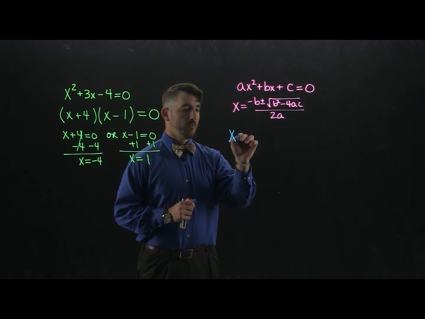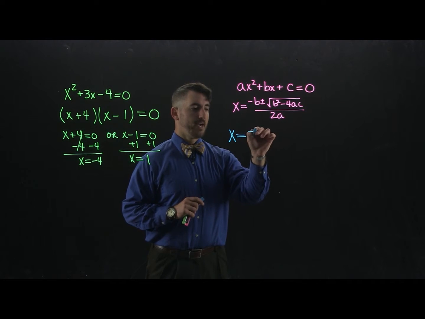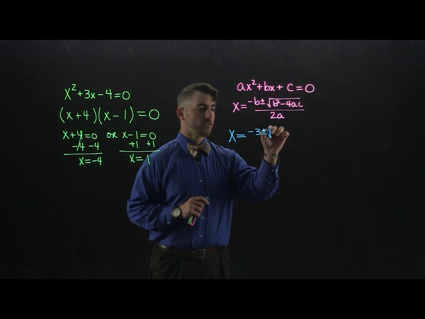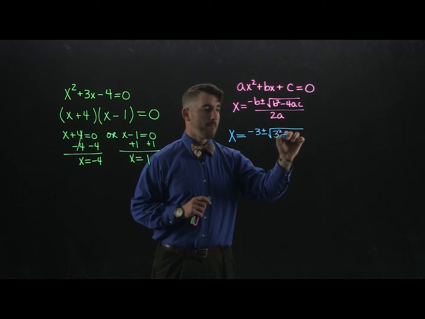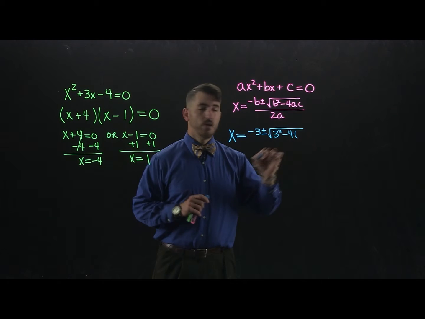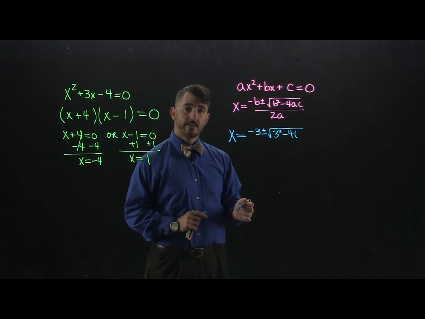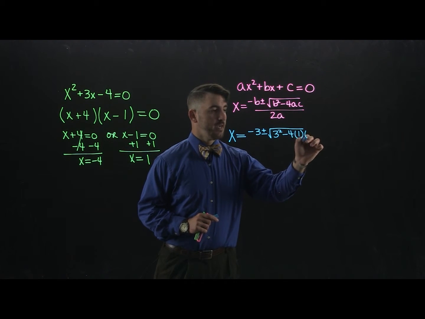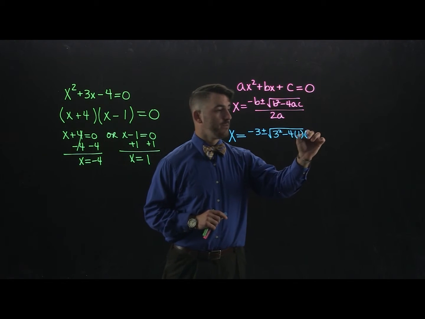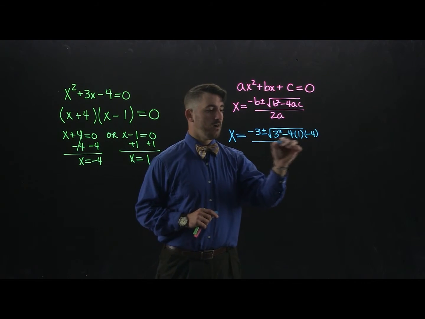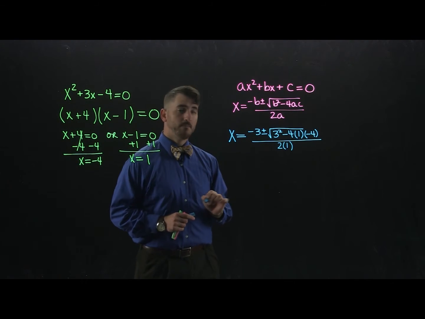So to set this up, we have x equals, b in our case is 3, so that's going to be a -3, plus or minus the square root. b again is 3, so that's going to be 3 squared minus 4 times a, which in our case is 1, because if there's no number in front of x, we understand it to be 1. Times, in our case, c is -4 because it's -4. And this is all over 2 times 1 because a is 1.